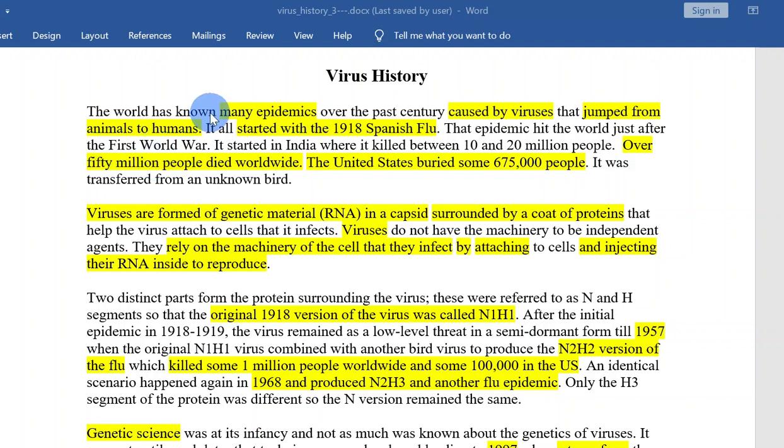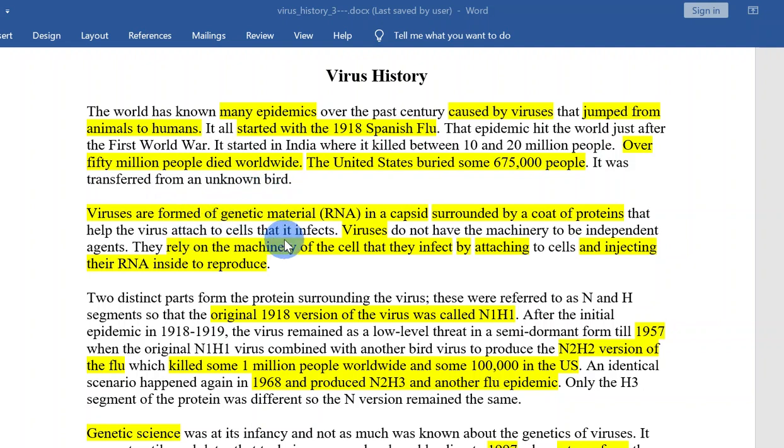It all started with the 1918 Spanish flu. That epidemic hit the world just after the First World War. It started in India, where it killed between 10 and 20 million people. Over 50 million people died worldwide. The United States buried some 675,000 people. It was transferred from an unknown bird.